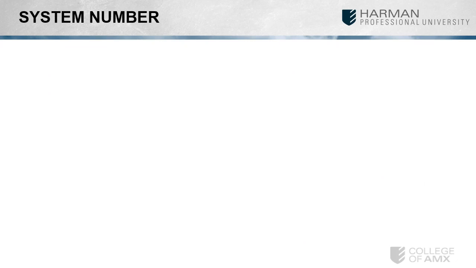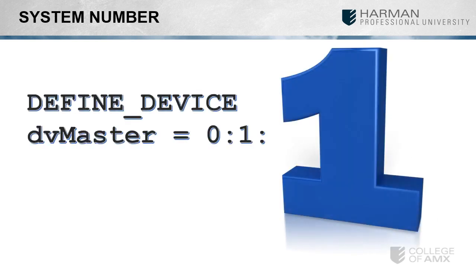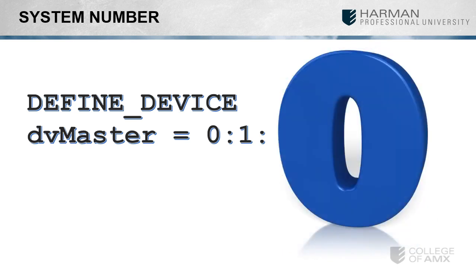It's also significant to understand how and why you want to use a value of 0 in the defined device in place of the master's assigned system number. By placing a 0 in the system number location of a DPS, you are allowing this code to work on any system into which this code is loaded. Thus, the reason we say System 0 represents this system.